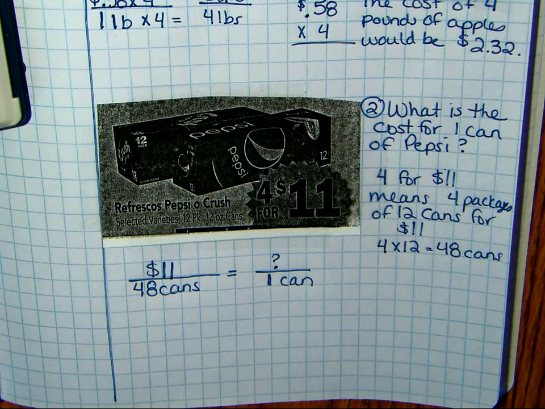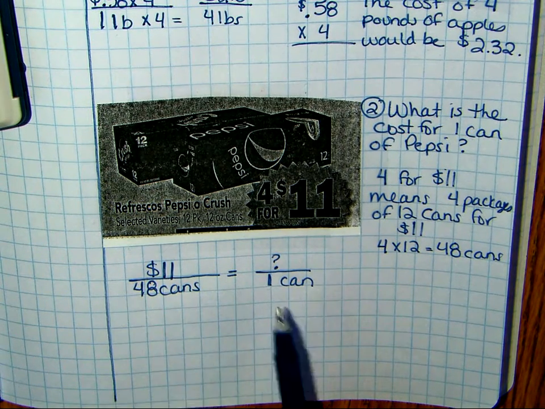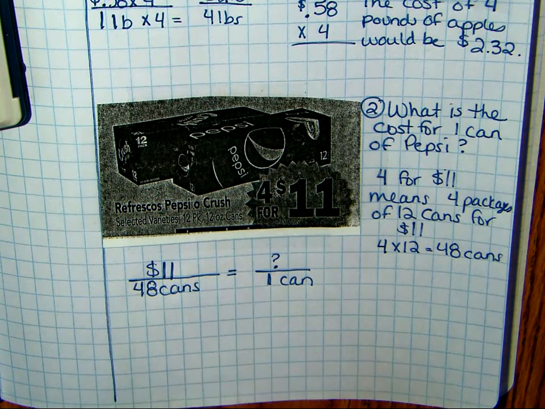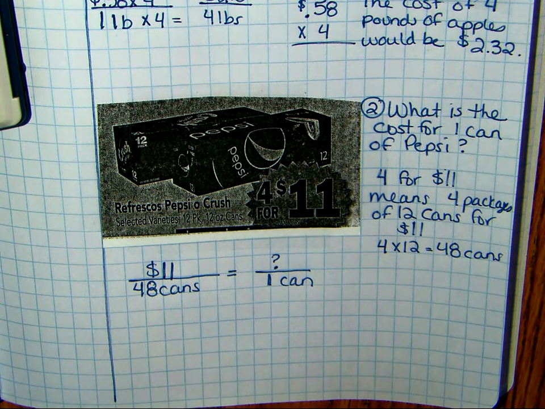So to do this, there's a couple different ways we can do it. We can look at the proportional relationship. What do I do to 48 to get to 1? And do the same thing to the top. Or we can cross multiply. So what do I do to 48 to get to 1?